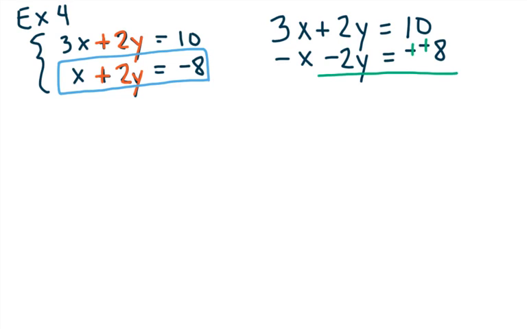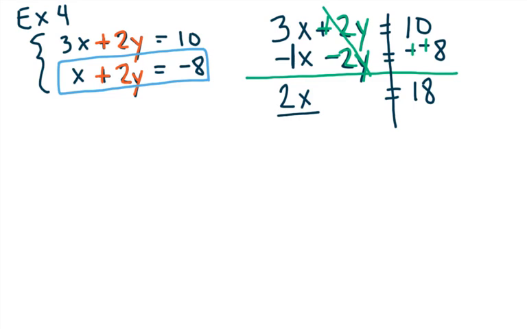So let's go ahead and solve this one. I notice that I have a positive 2y and a negative 2y, so the y's will cancel each other out. So now I have 3x minus 1x, remember that's a 1 in front, that gives me 2x, equals 10 minus a negative 8, which becomes 10 plus 8, which is 18. Divide both sides by 2, and we get x equals 9.